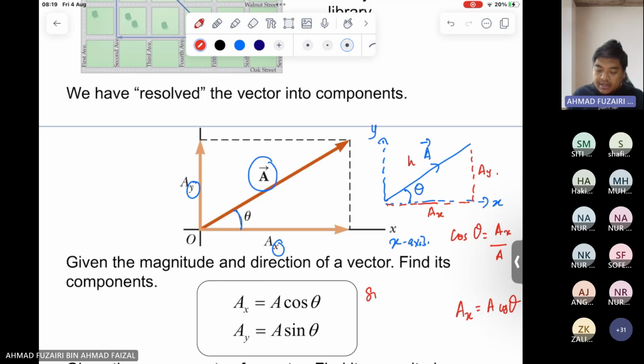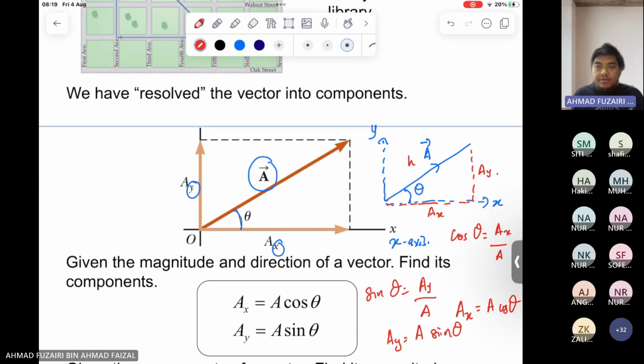And how about sine theta? Sine is, SOHCAHTOA, opposite over hypotenuse. What is opposite? AY over A. So AY, we bring our A to the top, A sin theta.